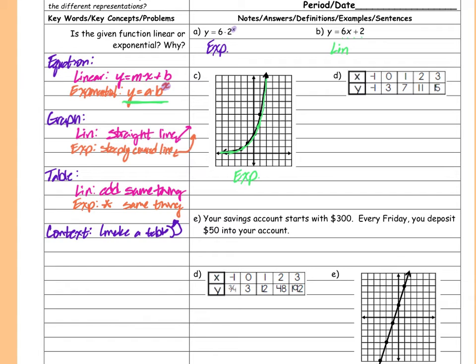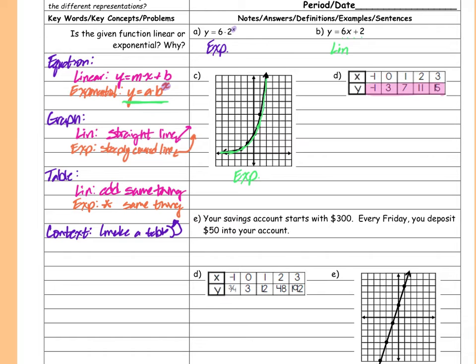Okay. So now we're going to go to the table. And remember, with the table, I'm adding the same thing if it's linear, and I'm multiplying the same thing if it's exponential. So I always try to do add first because adding is easier, right? And when I'm doing that, I'm going to be looking at my y values first. I am always going to look at my x values just to make sure I'm counting by 1. So I am counting by 1 on my x values, so I'm good to go.